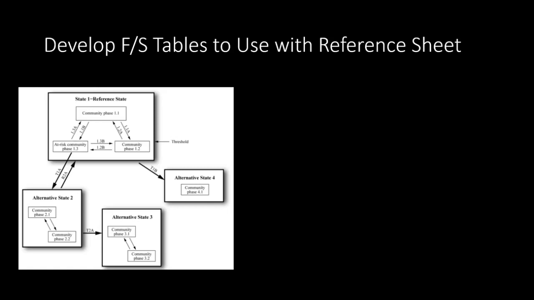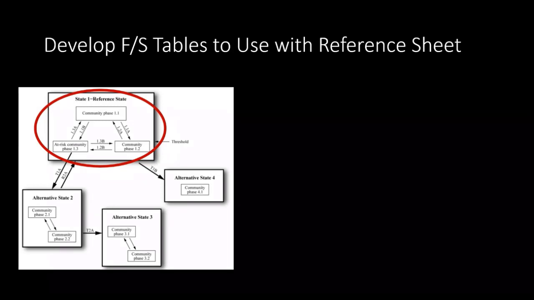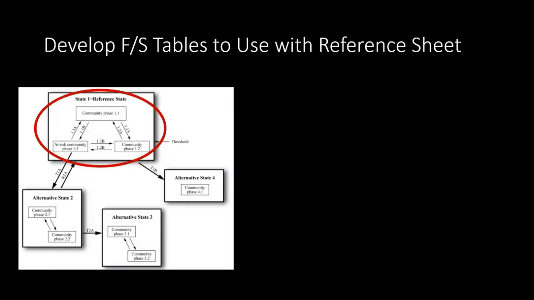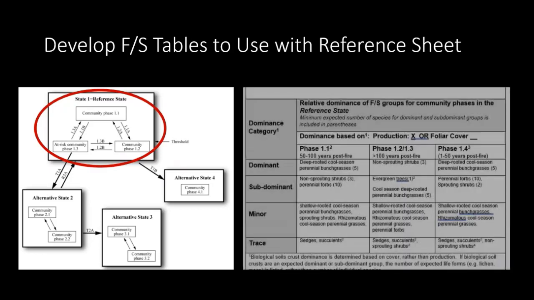So the first step before going out into the field was to create a functional structural groups table, because that had not yet been developed for the ecological sites in this area. So I should say they had to develop a functional structural groups table for each of the ecological sites that they plan to conduct an evaluation in. Just as a reminder, that table is attempting to describe the community phases that exist in the reference state for each ecological site.